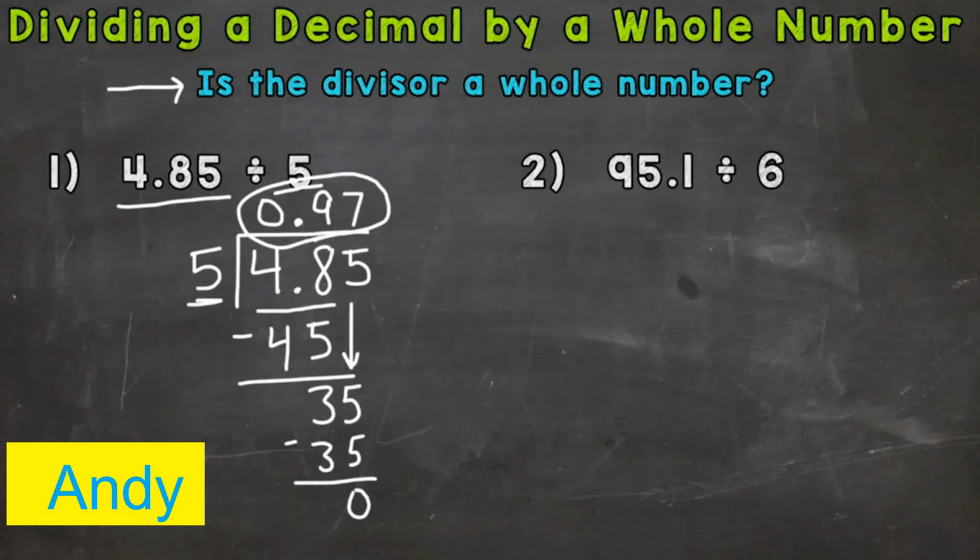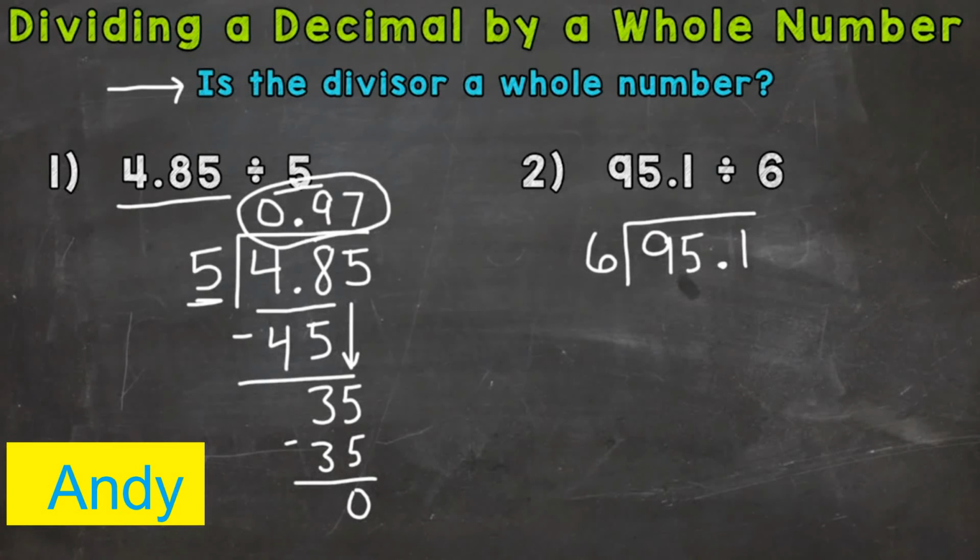Now number 2 is going to be a little bit different than number 1, so please stick around for number 2 and you'll see why towards the end of the problem. But the setup is the same. So 95 and 1/10 is our dividend. It goes underneath our division bar. It's the number being split up or divided. 6 is our divisor. So it goes on the outside here.